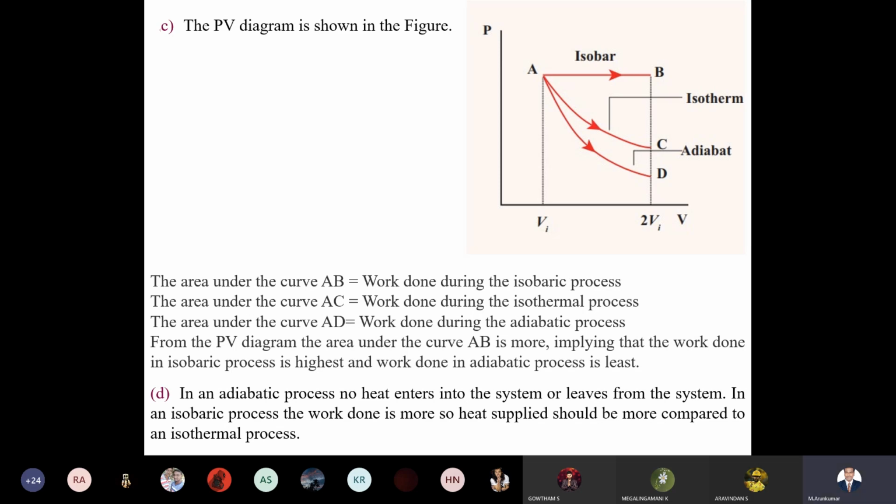Then the curve AC is the isothermal process. The curve AD gives the adiabatic process. Comparing these two curves, isothermal and adiabatic, the adiabatic curve is steeper than the isothermal curve. Right.